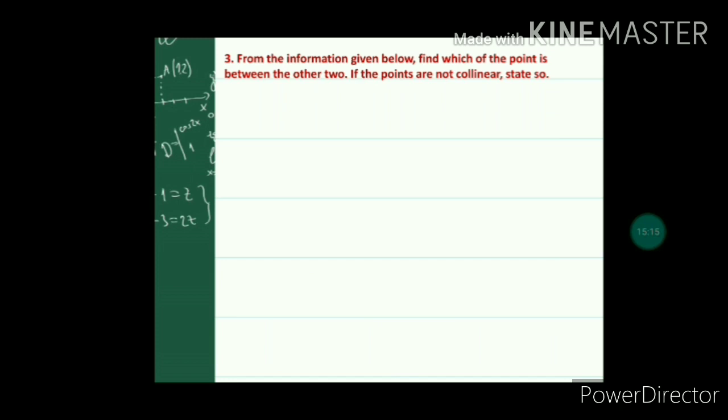The third example is, from the information given below, find which of the points is between the other two. If the points are not collinear, state so. Question number 1. Given distance of PR is equal to 7. Distance of PQ is equal to 10. Distance of QR is equal to 3.